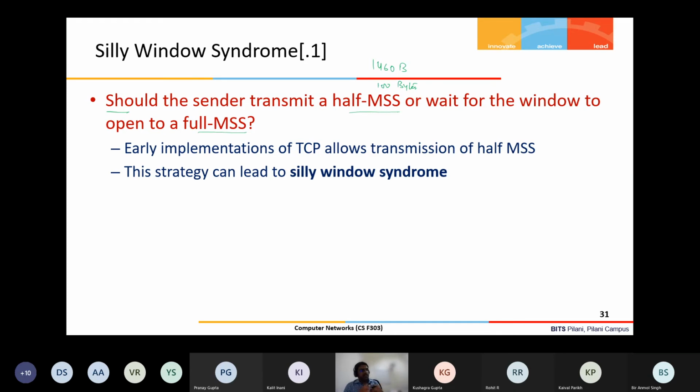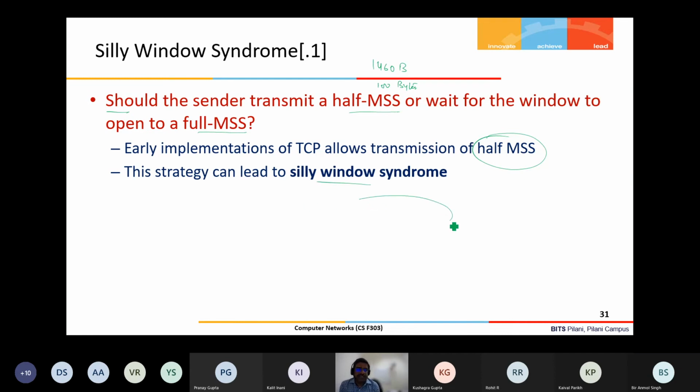Larger segments, then their corresponding acknowledgements will also open a larger window for me. The early implementation of TCP allowed transmission of even a half segment only, because they had not realized that this is the problem. So even though it was allowed, it was changed in later implementations, and this strategy can lead to the silly window syndrome.